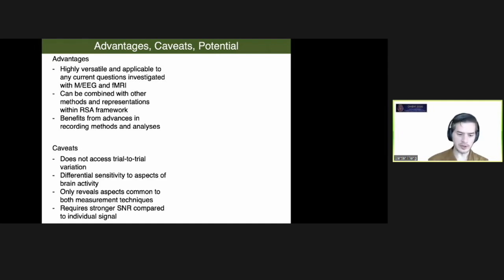And of course, it has some limitations. You don't get trial-to-trial variation. You get this aggregate structure, right? And fMRI and say MEG are differentially sensitive to different parts of brain activity. And so what you get from it is just those aspects that are common where the isomorphism holds, right? Where both measurement techniques can pick up these contrasts. And by virtue of the correlation, you need stronger SNR to get a signal compared to just the individual modality analysis.